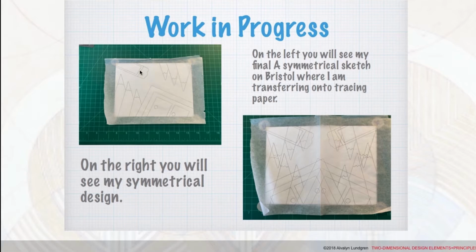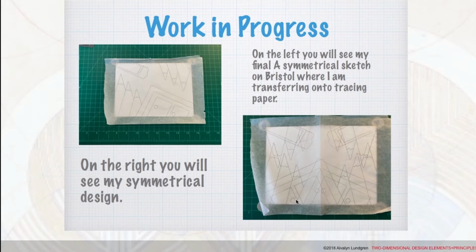Draw a line and trace whichever half you prefer. And then you're going to fold the tracing paper and trace the half that you traced onto the other half of the tracing paper. So you basically have bilateral symmetry, and you can see what was done here. This half is here and it's reflected here.